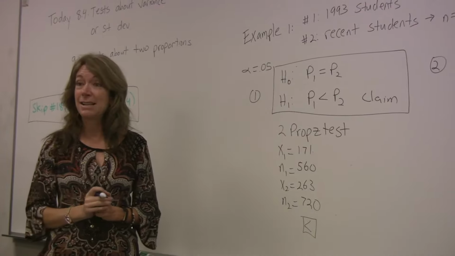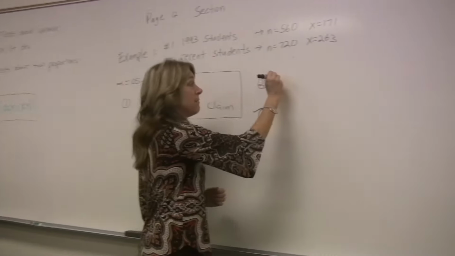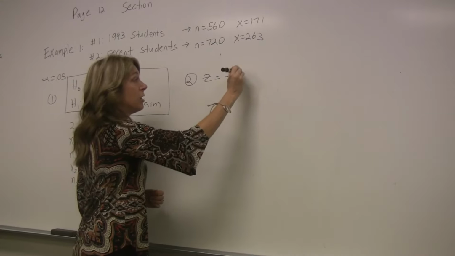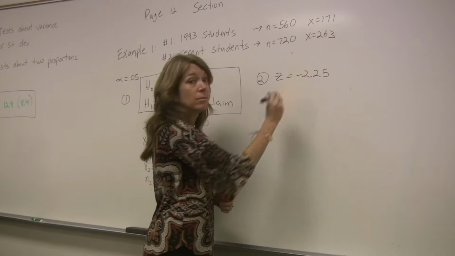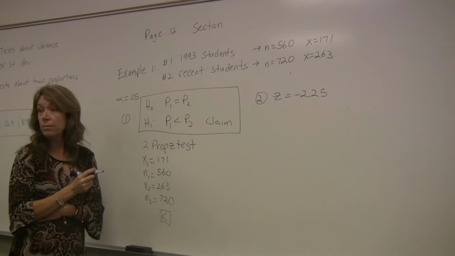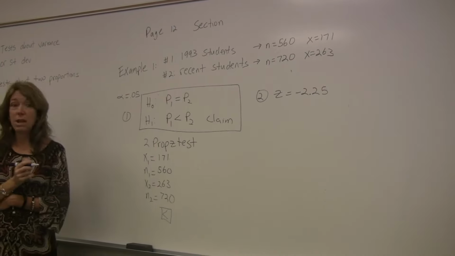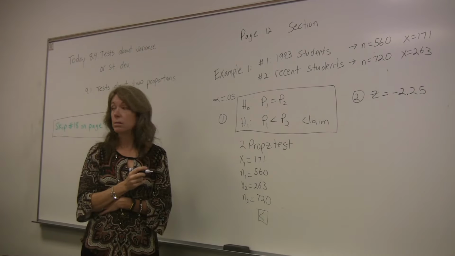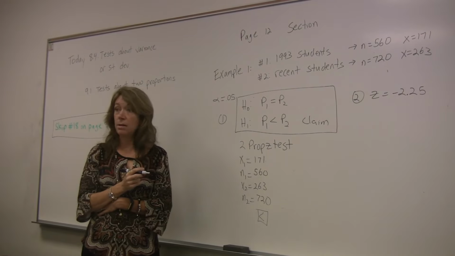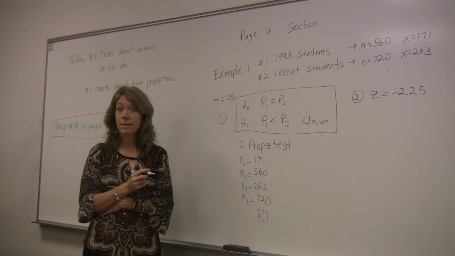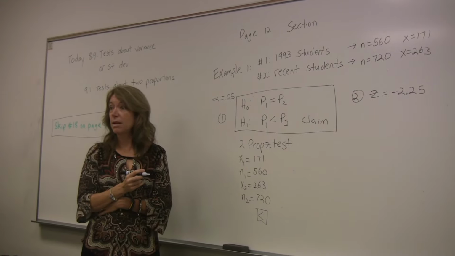What is it? Negative 2.25. It's a z, negative 2.25. We getting that? I got lots of silence, makes me nervous. Yeah, that's what, okay, Brian agrees. A couple more people nodding.